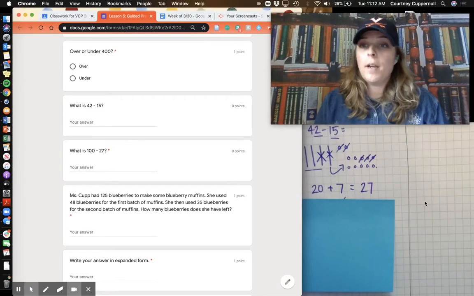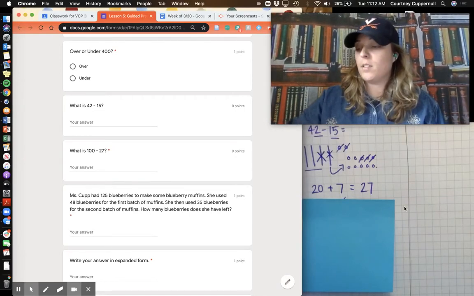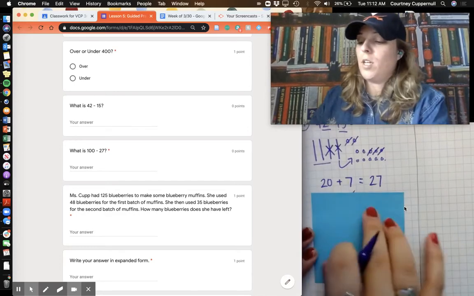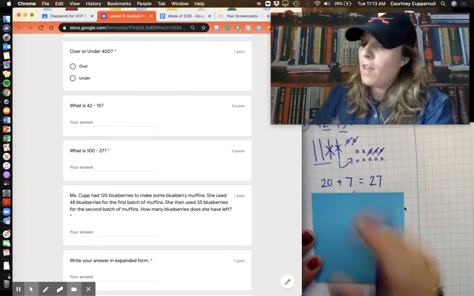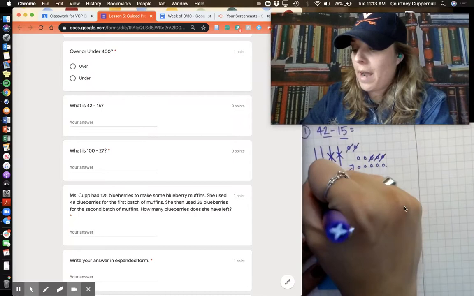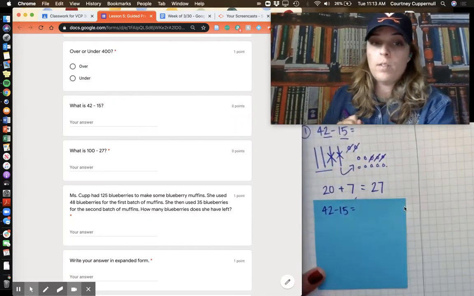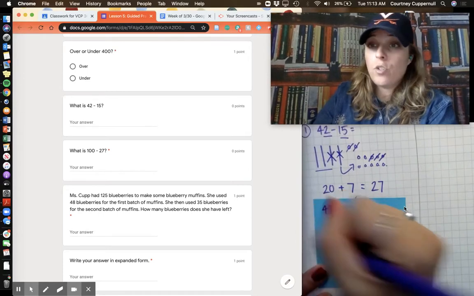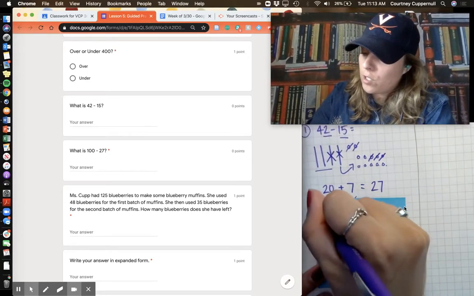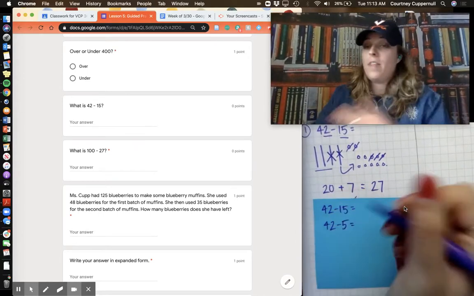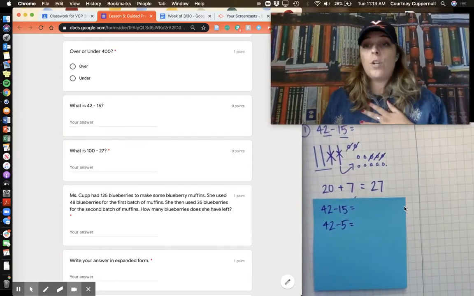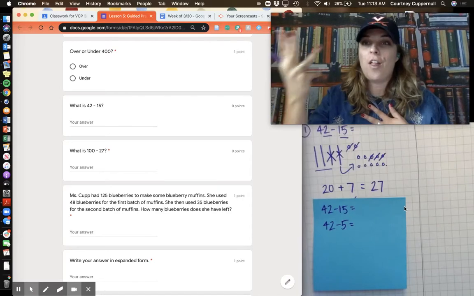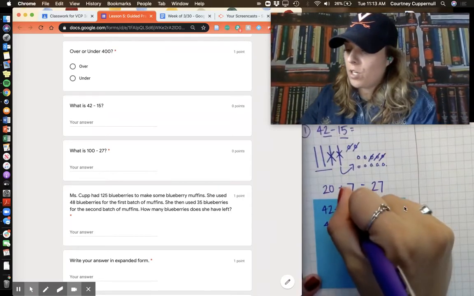So now let's think about how we can do this with other number sentences, because we can obviously do it with blocks, but we can do it with number sentences as well. I'm just going to use a sticky note to make it a little bit different. So if I still have that same 42 minus 15 equals, let's do it by place value, right? I can do 42 minus 5, and then just count backwards, right? 42, 41, 40, 39, 38, 37. So I know that equals 37.